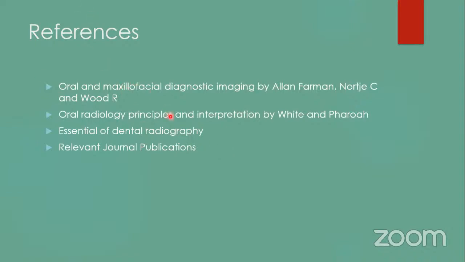For further reading, you can use the Oral and Maxillofacial Diagnostic Imaging book by Alan Farman and Nolke and Wood, or Oral Radiology: Principles and Interpretation by White and Pharoah. You can use Essentials of Dental Radiography by Whaites and other relevant journal publications. Thank you.